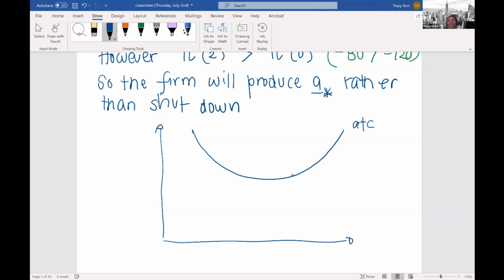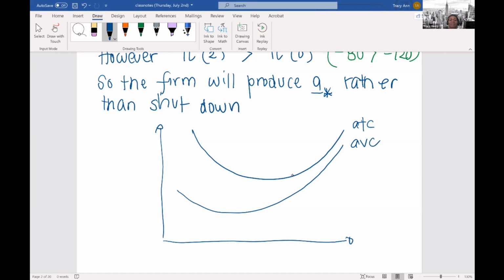And especially since it was brought up in the chat about where we shut down, if it is at the ATC or at the AVC. So let's look, imagine this is our ATC, average total cost. This is our average variable cost. And we know that it is the short run because our average variable and our average total costs are different.